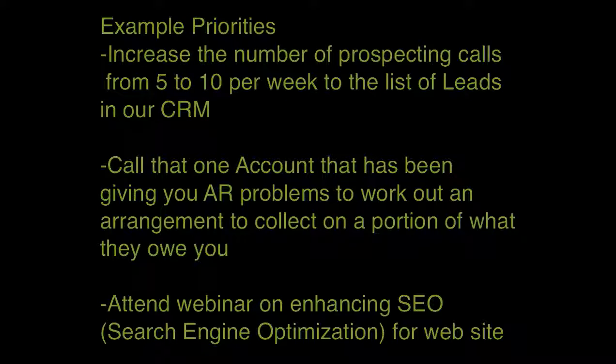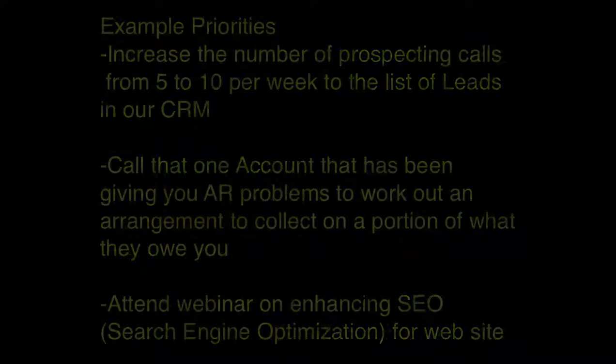After you have checked all of the metrics you are monitoring, you will want to define the top 3 to 5 priorities for the coming month. Based on what we saw in the revenue forecast, example priorities might be increase the number of prospecting calls, call on accounts with AR issues, or enhance your SEO performance. Then, make sure you communicate these priorities to your team and assign an owner to each.